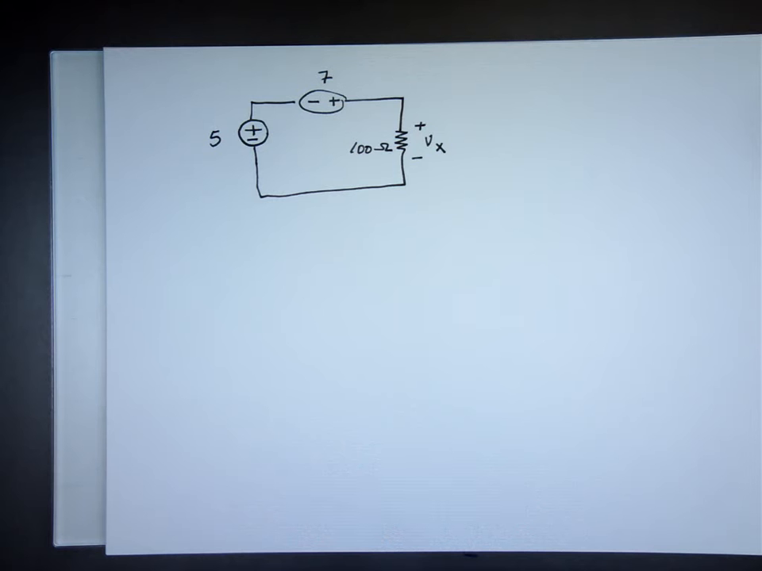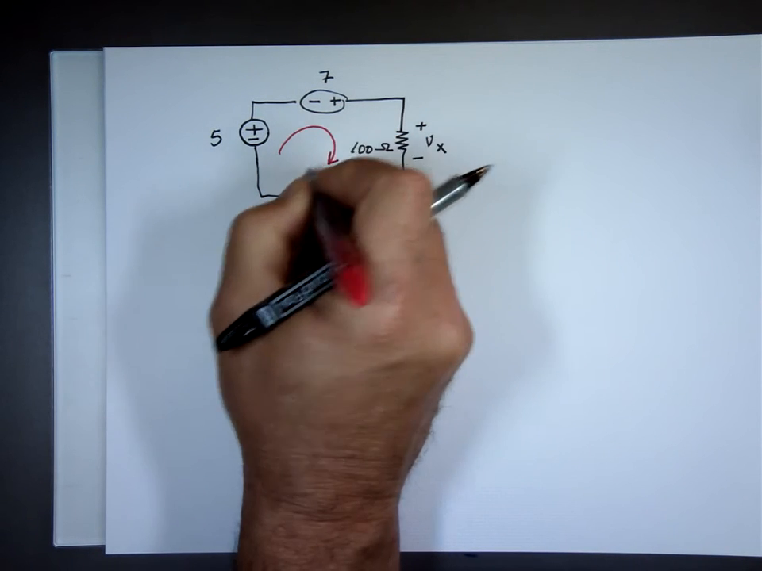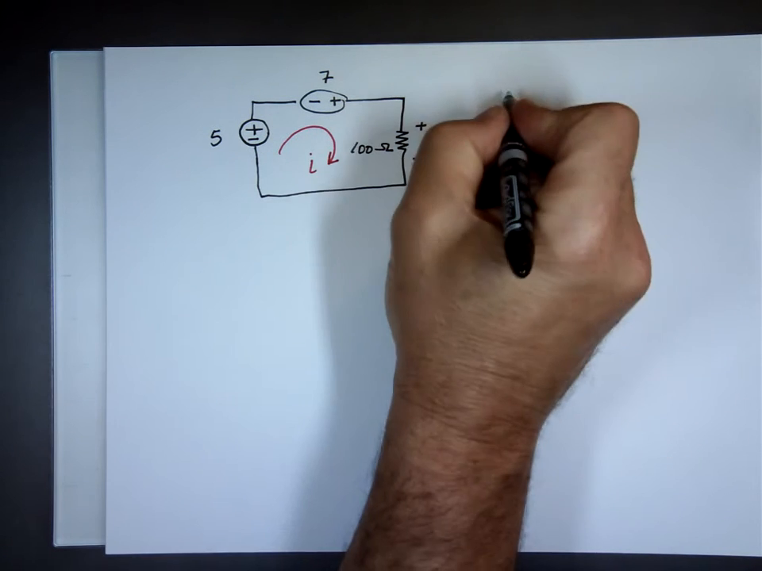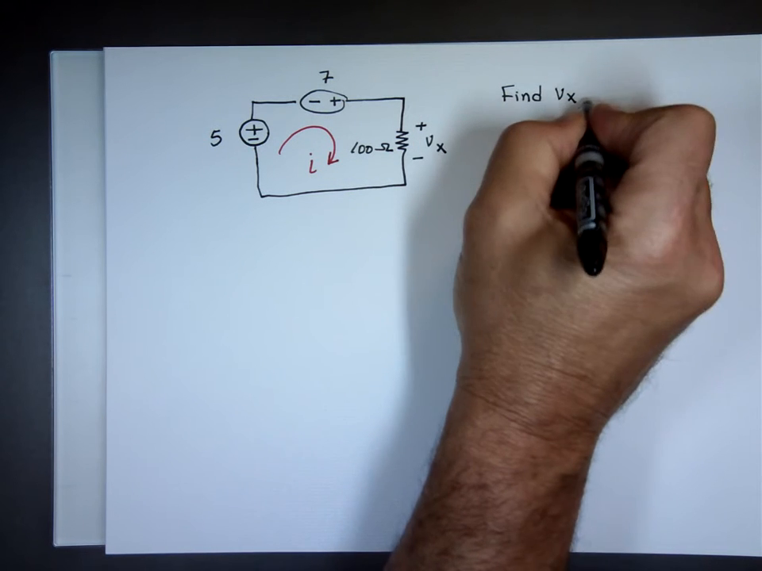I have two questions for you. There's a current going to be traveling this way. Can you tell me what that current is? So the question is, find the voltage Vx and the current I.